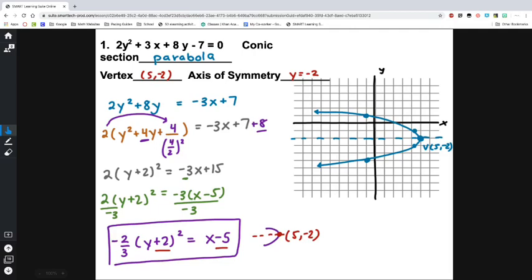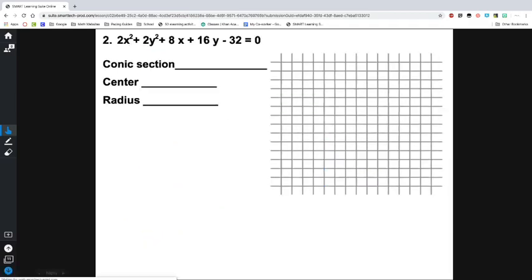Okay, let's try another. If we take a look at this second conic section, let's see what we've got here. We have x's and y's. This time, both of them are being squared. Now, if we look at the coefficients, both of them are positive and both of them are 2. So we have x and y being squared, both positive, and they're the same. This is a circle.